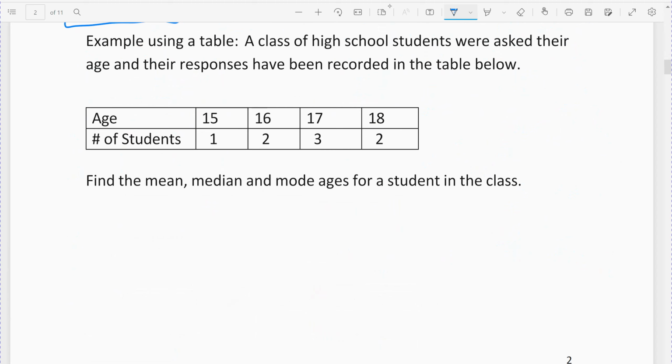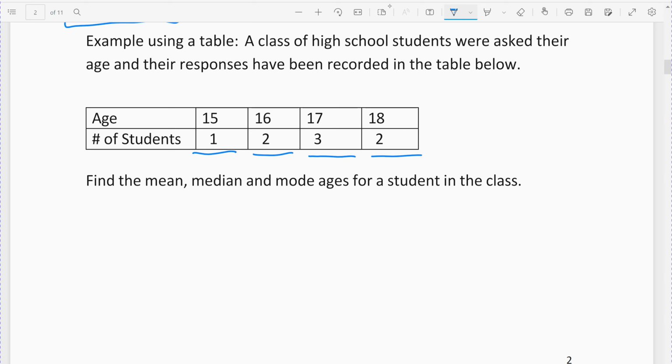So mean would be my average. Mean, median, and mode of a table of information. We're given, instead of just listing out the information, they organized it in a table because we have a lot of numbers that showed up the same. We tallied them in a table. All right, so the following example is a table. So we have the ages: 15, 16, 17, 18. That's how old the students are, and how many of them land in that group. So that means there's one 15-year-old, two 16-year-olds, three 17-year-olds, and two 18-year-olds.